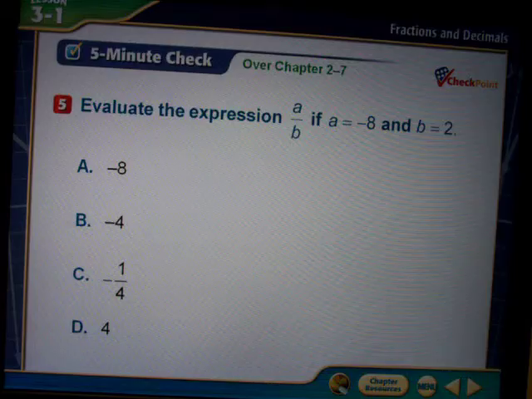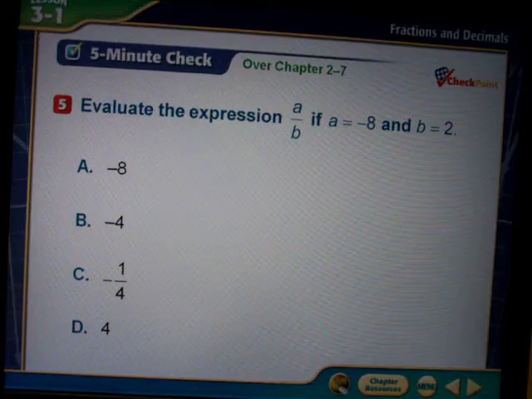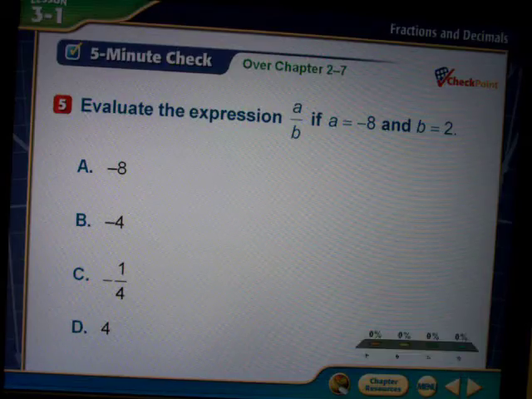Evaluate the expression a divided by b if a is equal to negative 8 and b is equal to 2. Is the answer A, negative 8, B, negative 4, C, negative 1/4, or D, 4? And the answer is?